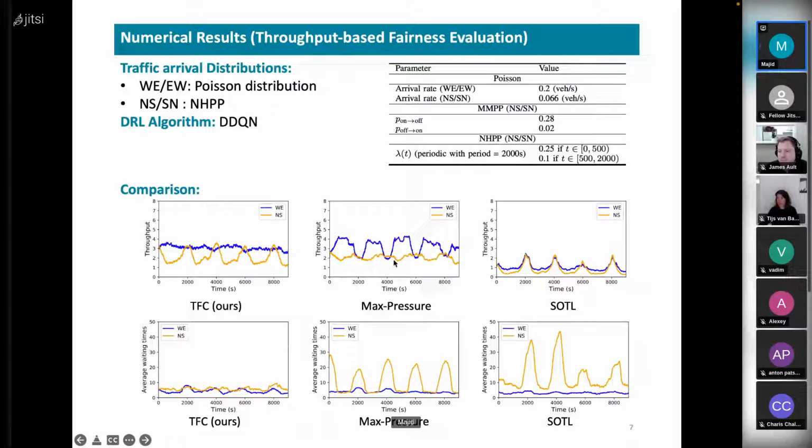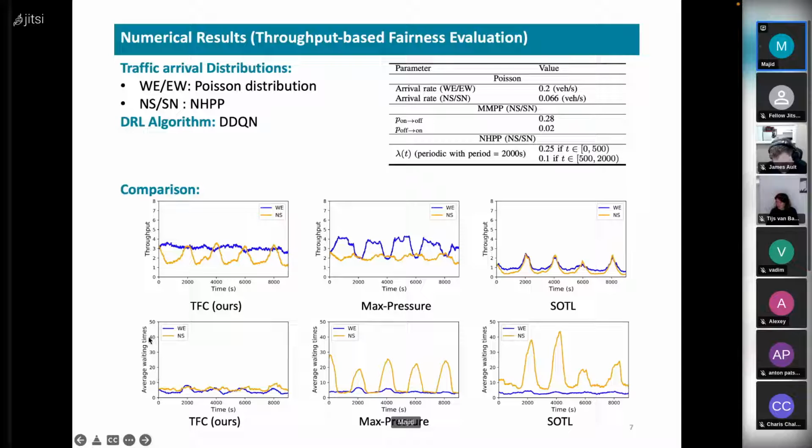So the first row shows the throughput for the different traffic flows, west-east and north-south, for our algorithm, max pressure and SOTL. So as you can see, although the north-south traffic has surges in it and changes, it doesn't have that much effect on the west-east traffic, as we wanted. But for the other two algorithms, we can see that it heavily affects the throughput for those directions.